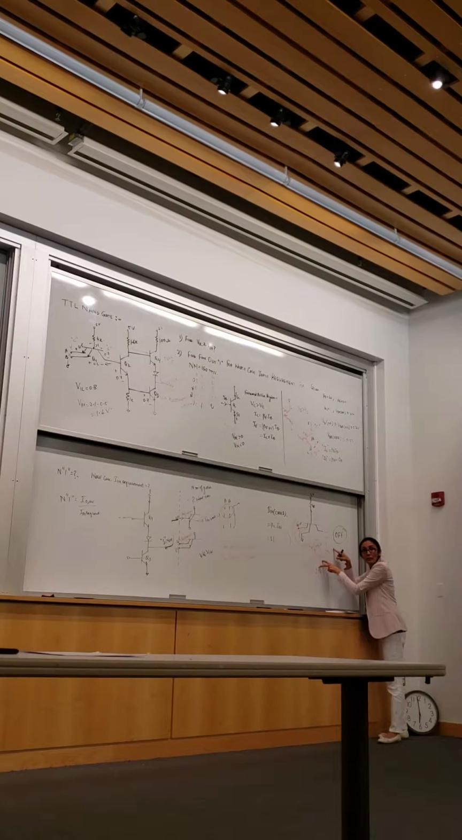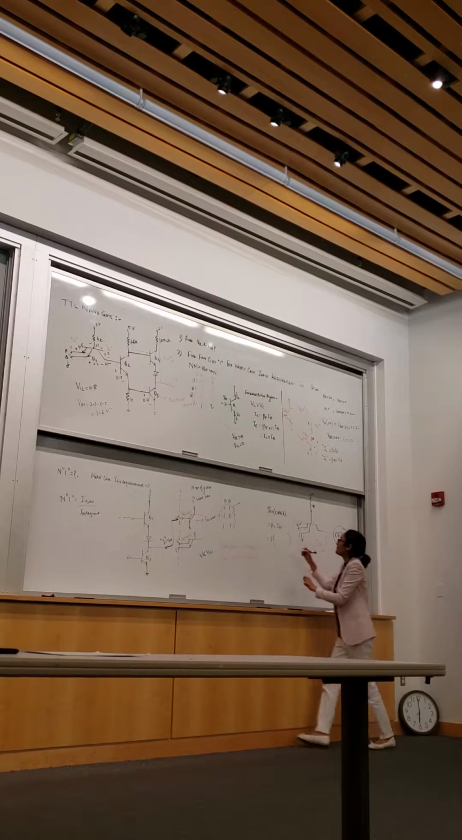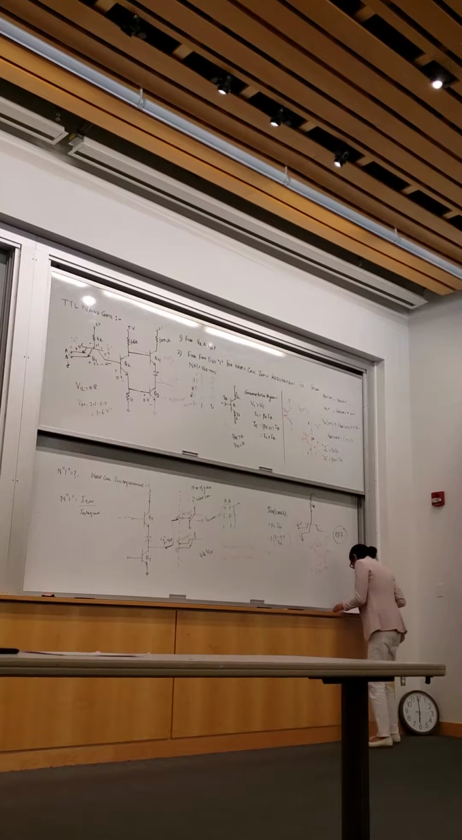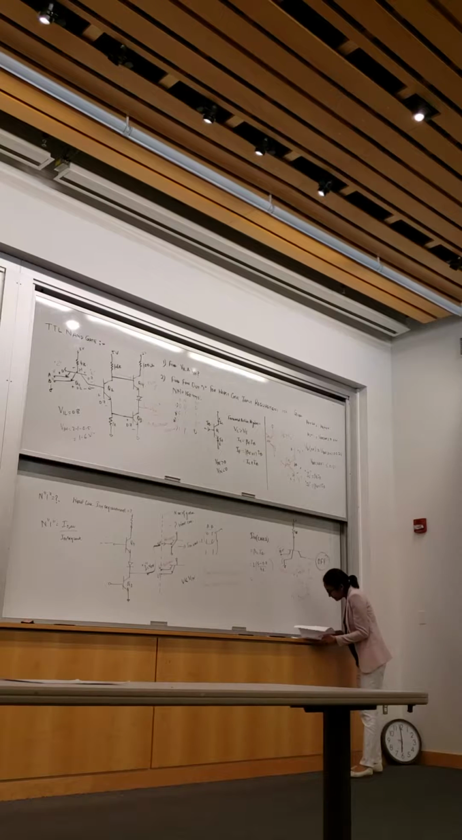This is 0.7 volts, right? This base is sitting at a higher voltage than this one. This is 0.7 volts, so that's 5 minus 0.7 volts divided by 4K, right? So that's 5 minus 0.7 divided by 4K. So what is that? Is that correct?